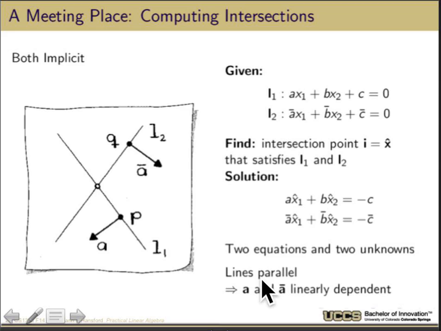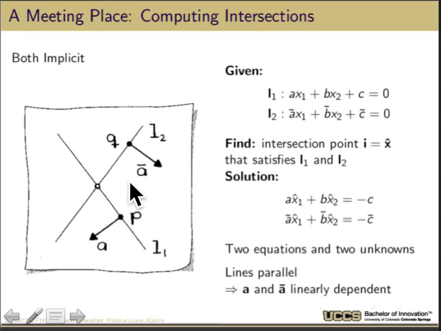Okay, what if they're both implicit? Well, if they're both implicit, we have these two representations, and then we want to find the intersection point that satisfies both sets of equations simultaneously. So we again get two equations and two unknowns. And if the lines are parallel, then A and A bar will be linearly dependent. That is, their normals will be linearly dependent. Now in this case, they don't have to be the same. They could be pointing in opposite directions. Their normals don't have to be in the same direction. They can be anti-parallel, and they'll still be linearly dependent.